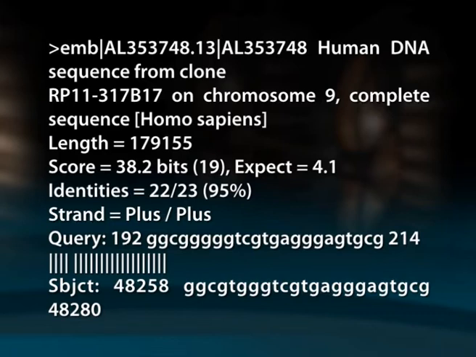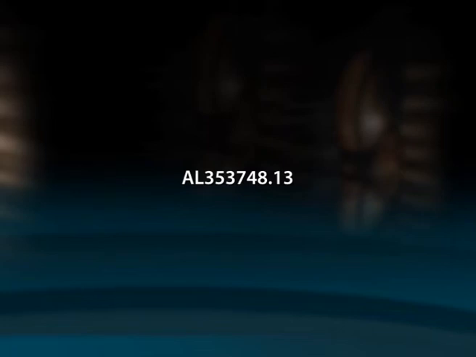What we want to do is start matching from a line beginning with greater than symbol and include all following adjacent lines that don't start with a greater than character. It is also necessary to extract the identifier which appears between the first and second vertical bar character on the first line. Example: AL353748.13 in this alignment. Let's look at the regular expression in detail.